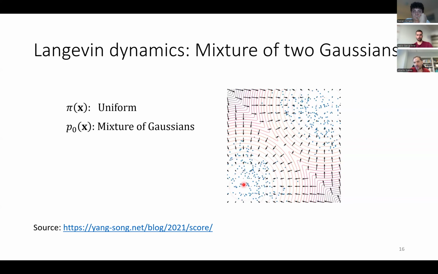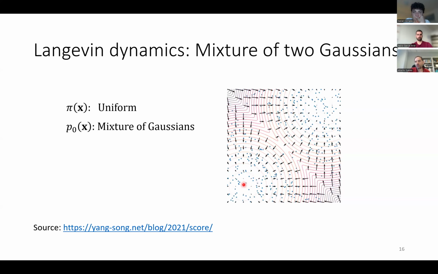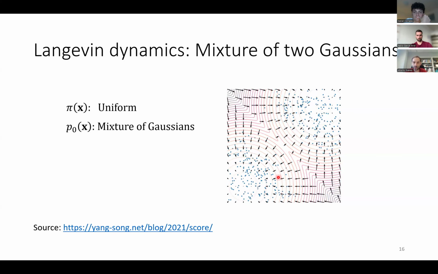Okay, so of course, if you have an image which is 28 by 28 pixels, you would have to do this drawing in 700 and something dimensions, which is not possible. That's why I'm illustrating Langevin dynamics only with images of 2 pixels.